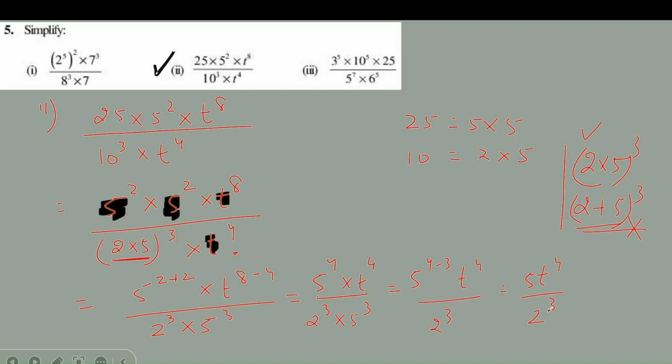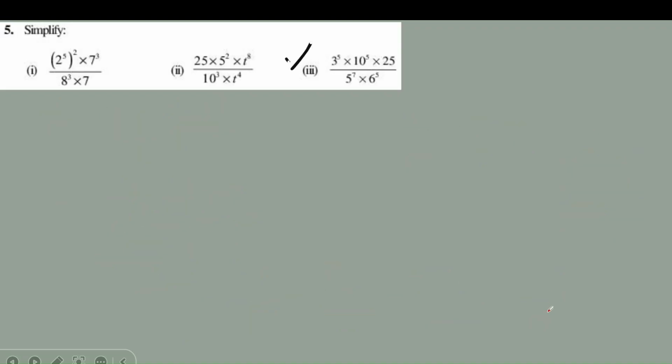Okay. Now let's have a look at the last part, third question. So it is 3 raised to the power 5 times 10 raised to the power 5 times 25 over 5 raised to the power 7, 6 raised to the power 5. Again, convert all your composites into primes, okay?